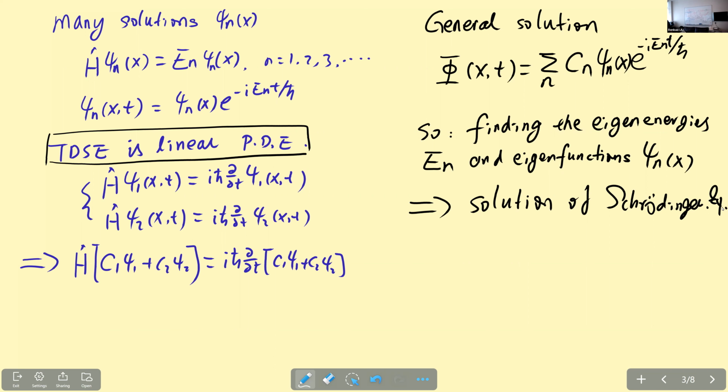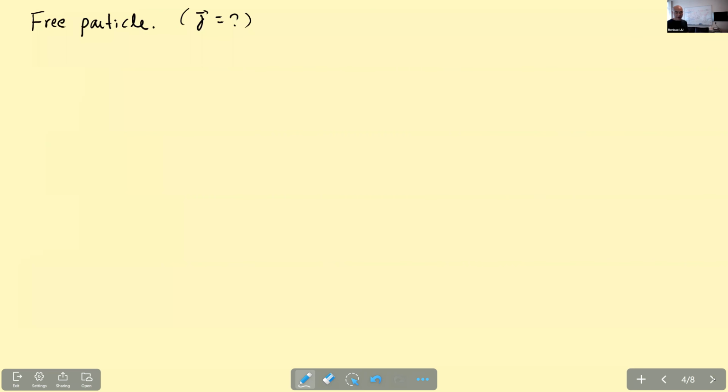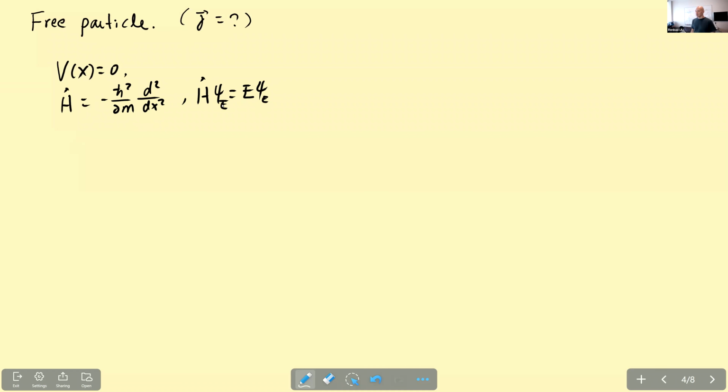Last time, we also mentioned a little bit about free particles. Suppose we have a free particle. That means V(x) is equal to 0. And then the Hamiltonian is very simple. It's just minus h bar squared over 2m d²/dx². Okay. So this can be solved easily. So the solutions are just the eigenfunctions.